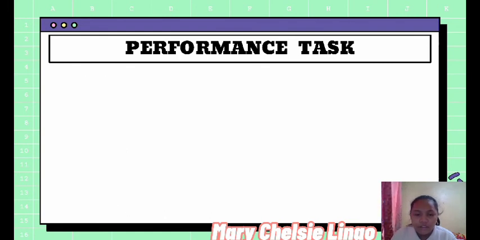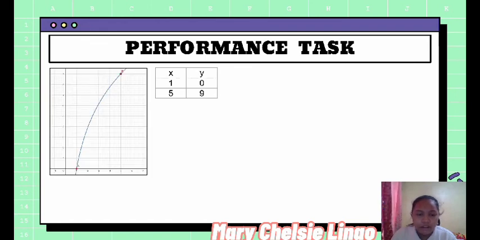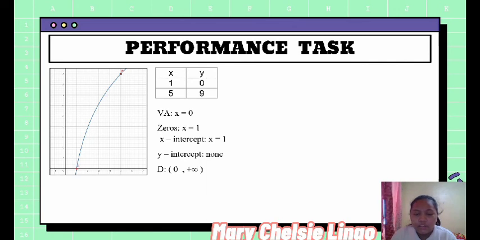To graph our table of values, I use again GeoGebra.com as our graphing tool, and this will be the graph, whose vertical asymptote is x equals 0, its zero is x equals 1, its x-intercept is x equals 1, and there is no y-intercept for this function. Its domain is 0 to positive infinity, and its range is negative infinity to positive infinity.